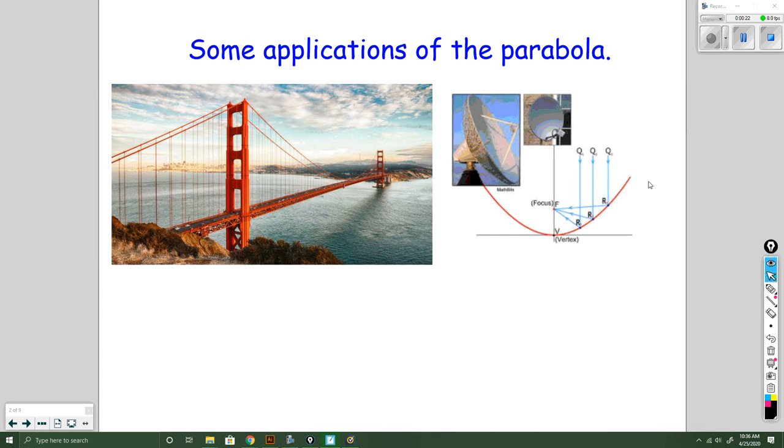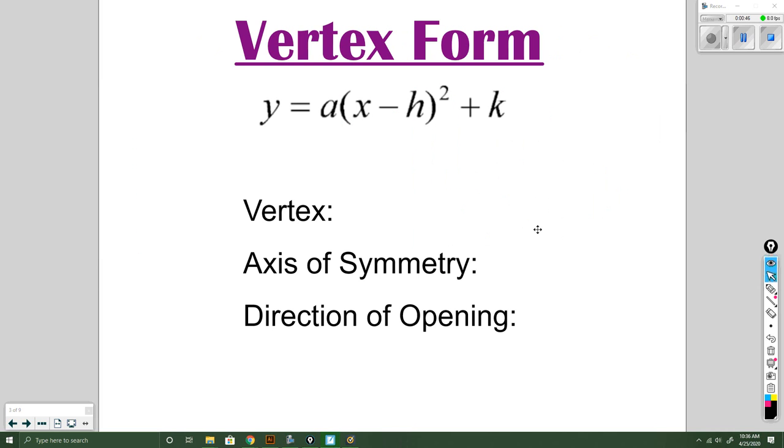So we have the Golden Gate Bridge on the left. The Golden Gate Bridge forms a parabola. We have the main cable here, and then obviously the suspenders which form that parabolic shape. And then also, of course, the satellite dish is parabolic in nature, and that helps it transmit and receive messages.